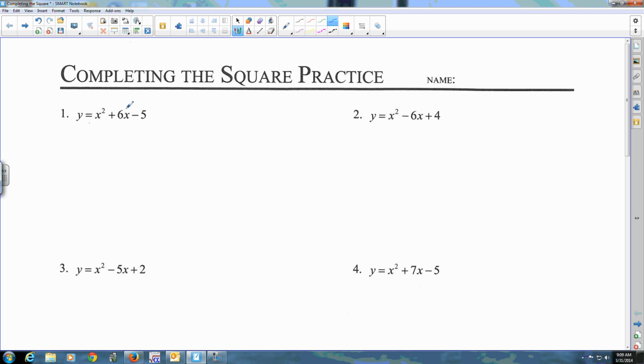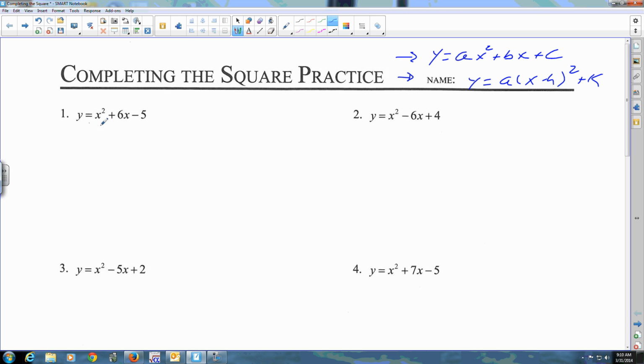The first thing that you guys have to do is recognize that what you're doing is you're taking something from standard form and rewriting it in what's going to be called vertex form, x minus h squared plus k. So you're taking it from this format and making it look like that. That's why it's called completing the square, because you're going to get a square inside the thing.